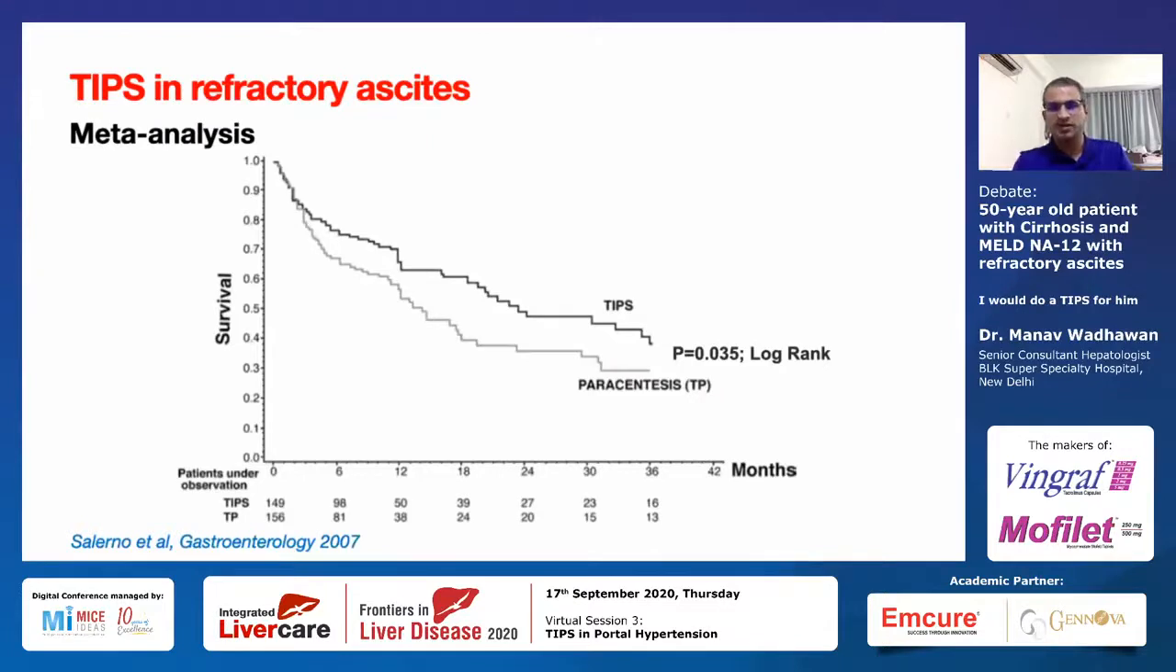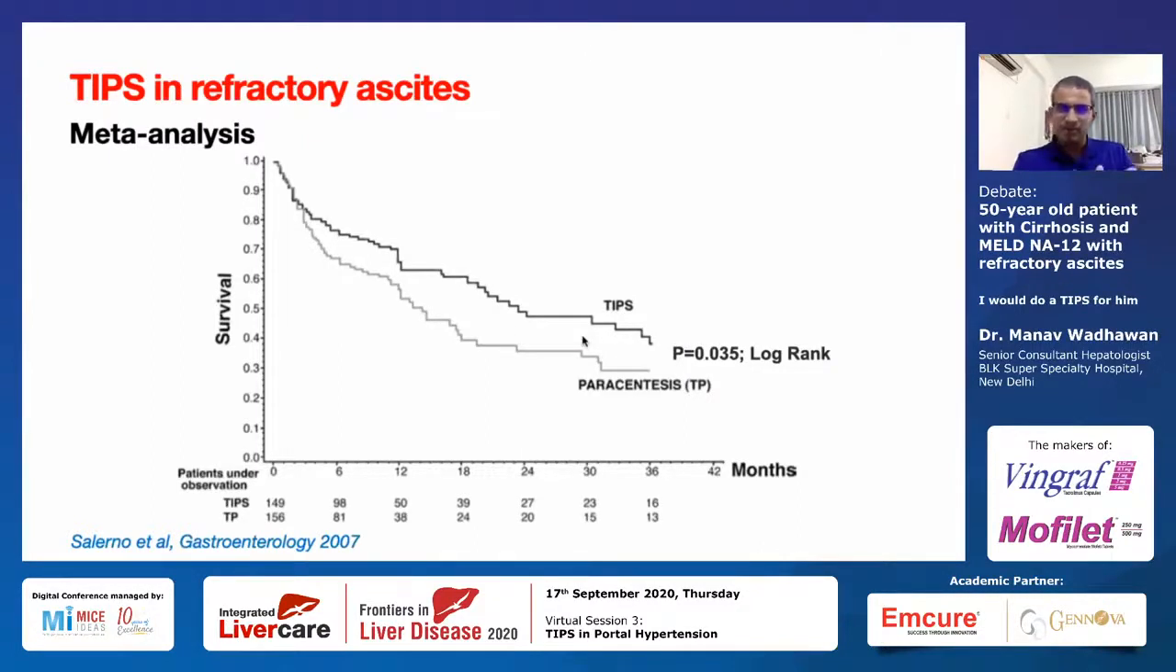This is a meta-analysis published way back in 2007, which included 4 randomized controlled trials which compared TIPS with LVP plus albumin. Of course, it showed advantage with TIPS, but he'll tell you that if you look at the survival at the end of 3 years, only 40% of patients are alive. So this is this meta-analysis.